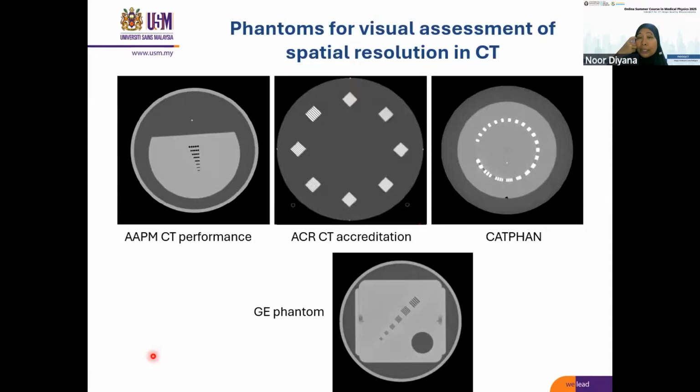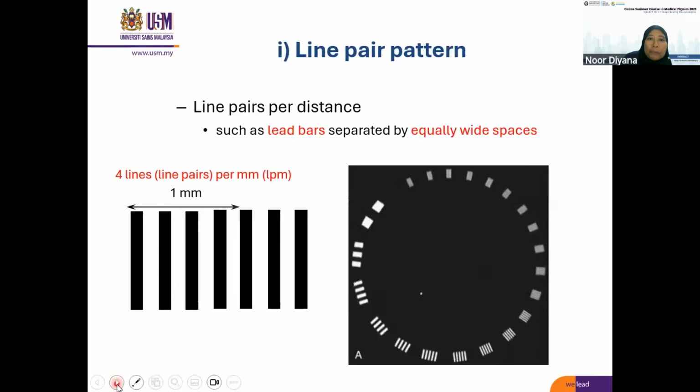Okay, so we have a lot of phantoms that we use to assess the spatial resolution, depending on your CT scanner at your center. For our center, we use the CATPHAN. That's the common one. And then we also have the AAPM CT performance phantom, and then we also have ACR. For spatial resolution, we have line pair, and then we also have the GE phantom. So this is the variety of phantoms that we use to assess spatial resolution.